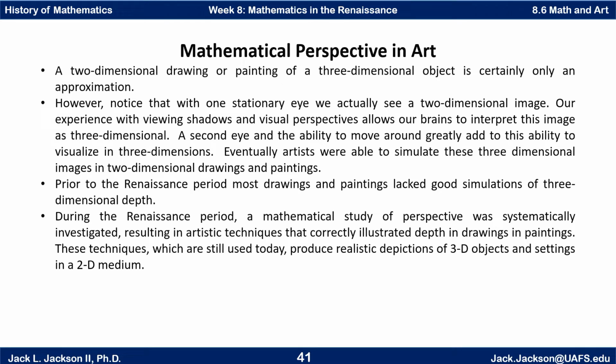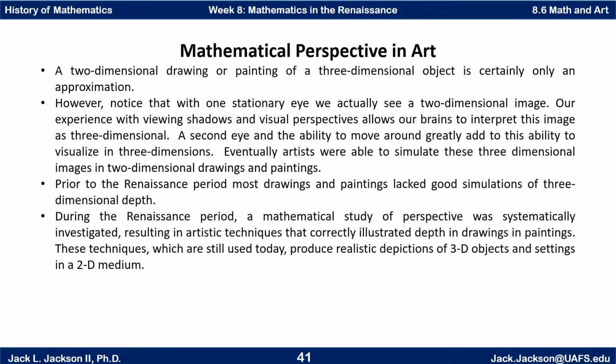A two-dimensional drawing or painting of a three-dimensional object is certainly only an approximation of reality. However, notice that with one stationary eye, if you close one eye, what we actually see is a two-dimensional image. It's our experience with viewing shadows and visual perspectives and visual clues that allows our brain to interpret the image that one eye sees as three-dimensional. A second eye and the ability to move around both greatly add to this ability to visualize in three dimensions. Eventually, artists were able to simulate these three-dimensional images in two-dimensional drawings and paintings.